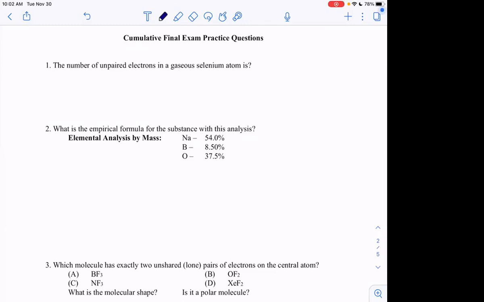Now some of these might seem easy to you, and that's because, quite frankly, you're a lot smarter now than you were 13 weeks ago. You've covered this stuff. So some questions will seem simple to you if you're strong in that area.